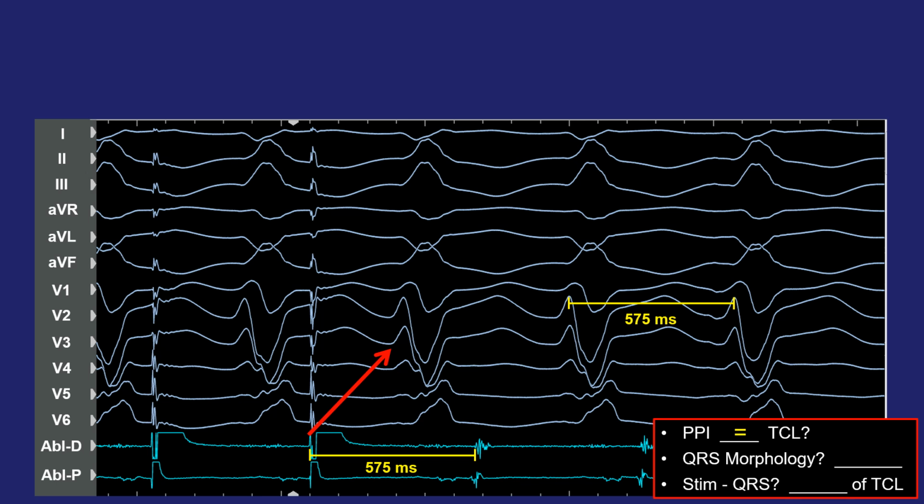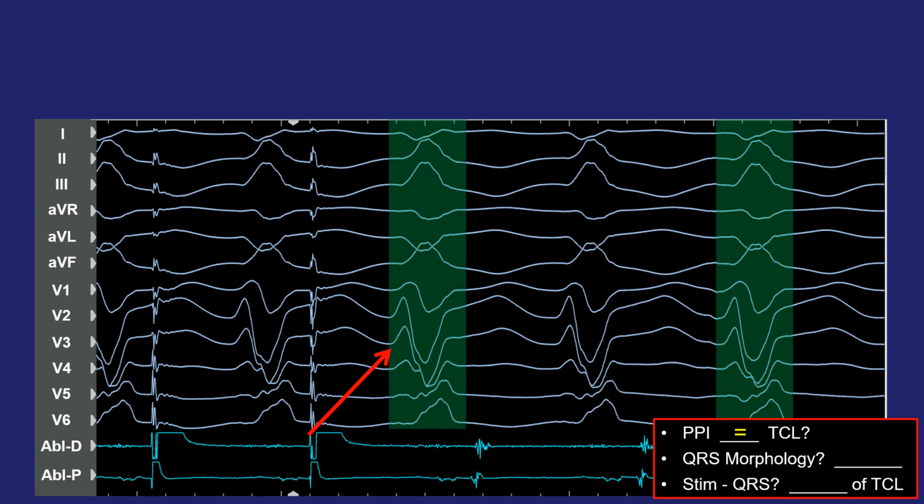That means we are in the circuit, okay? The QRS morphology that's entrained is the same as the VT morphology. What does that mean? It means that we're exiting out the scar in exactly the same place as the VT is. So we're in the same region of scar during entrainment, exiting out the same way.